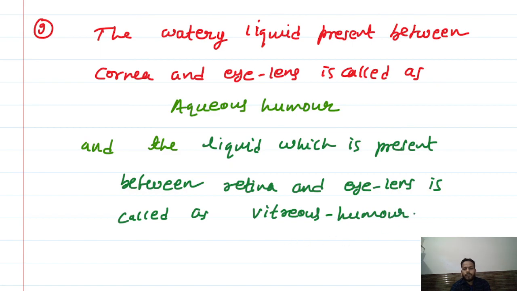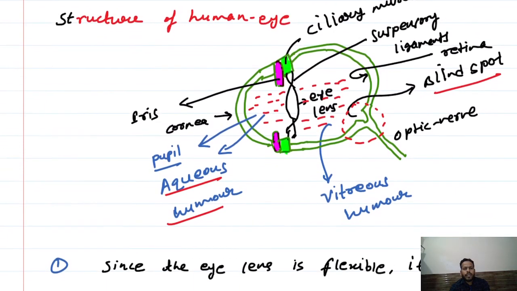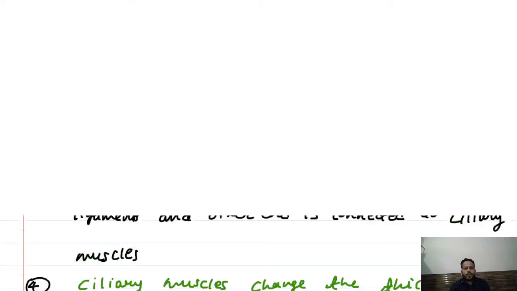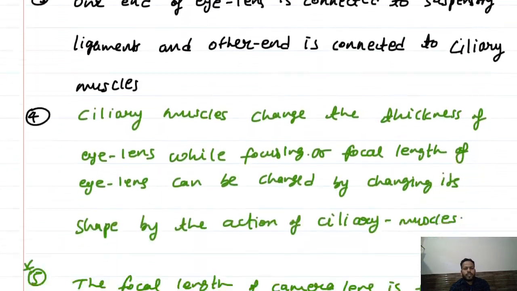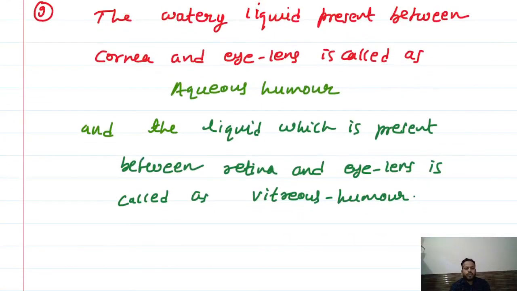So this is the construction of the human eye. I hope I covered each and every point here. The structure of human eye is a very important topic. I have explained each and every point. My suggestion is you please go through all the points and revise them. You will be easily able to understand the construction of the different parts of the human eye, and if any question falls from this area, you will be easily able to answer it.